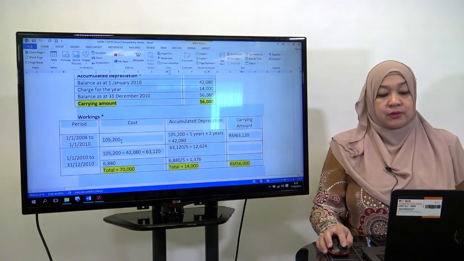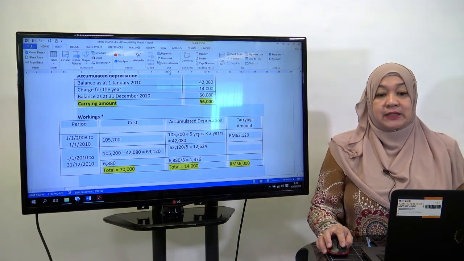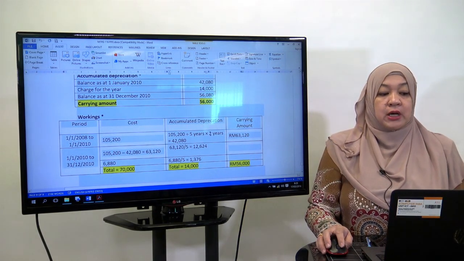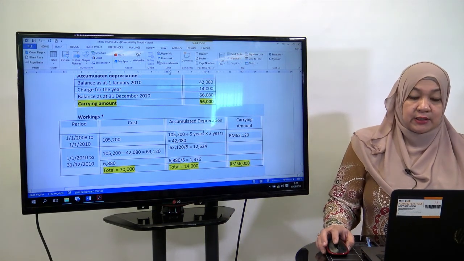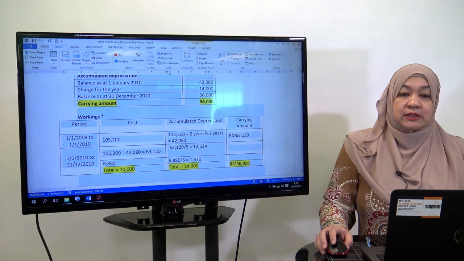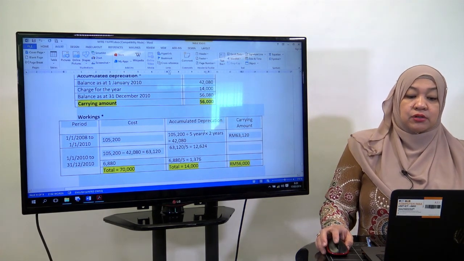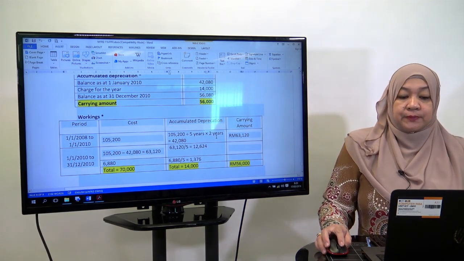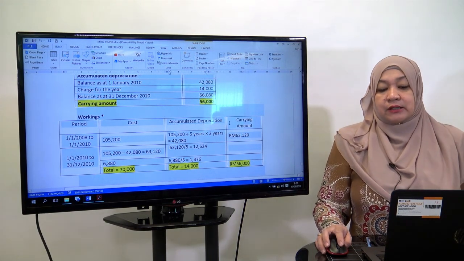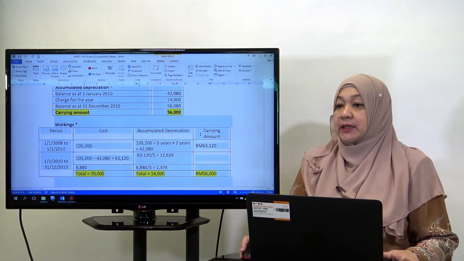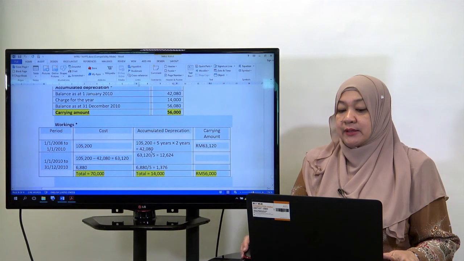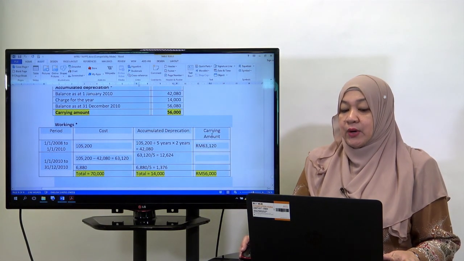So 105,200 divided by 5 years times 2 years, that is from 1st January 2008 to 31st December 2008, 1 year, and then 1st January 2009 up to 31st December 2009, another year. So altogether 2 years. So times 2 years, you have 42,080. This leads to your carrying amount of this particular asset, 105,200 minus 42,080, then you get 63,120.